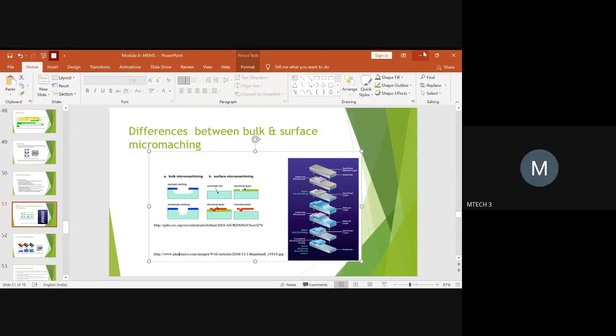What is the difference between bulk micro machining and surface micro machining, as I've shown you in the diagram? What is the difference you're able to observe? In bulk micro machining, you have two types here, isotropic etching and anisotropic. I've explained you both. And similarly, in surface micro machining also, the required pattern, everything has been developed. What is the difference you're finding here? What's happening to the substrate here?